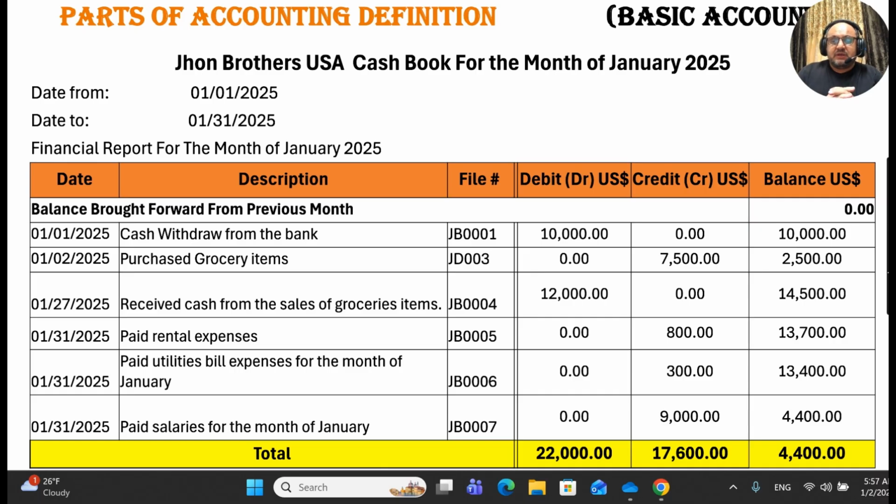any firm, any organization, whether a business firm, NGO, government agency, trading agency, sole proprietorship, partnership, or corporation, uses a cash book for the purpose of recording their daily transactions chronologically. What does chronologically mean? Chronologically means date-wise.